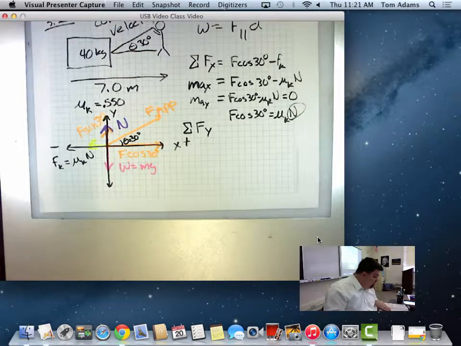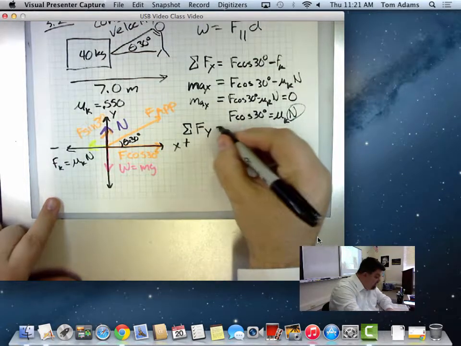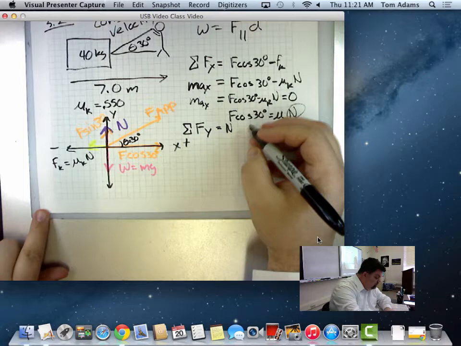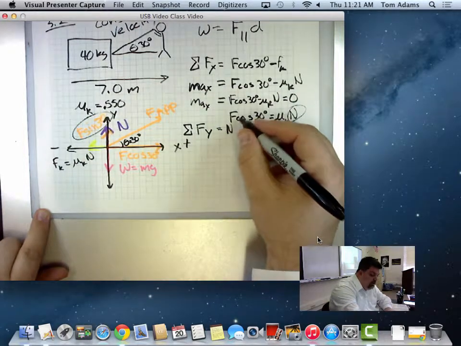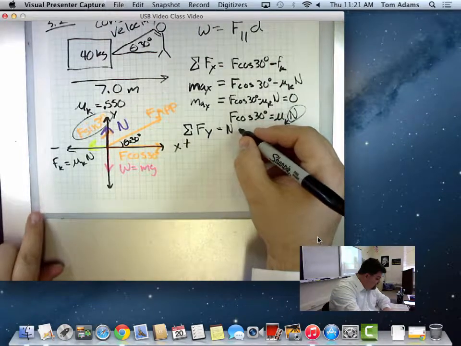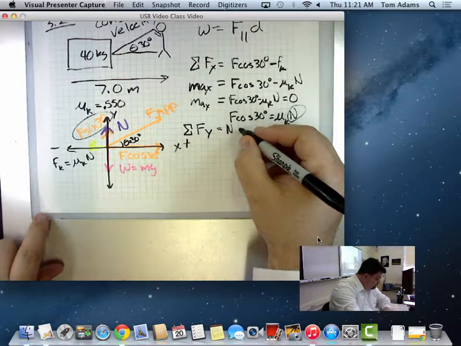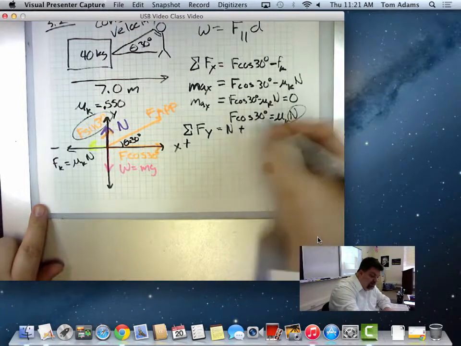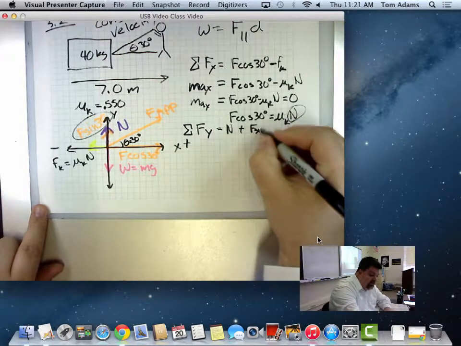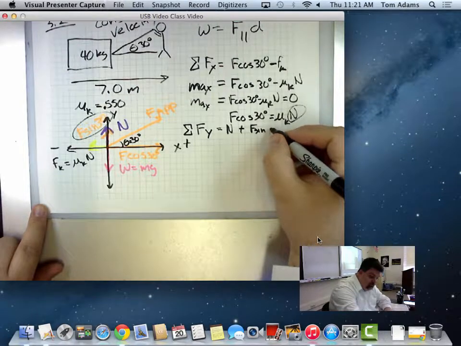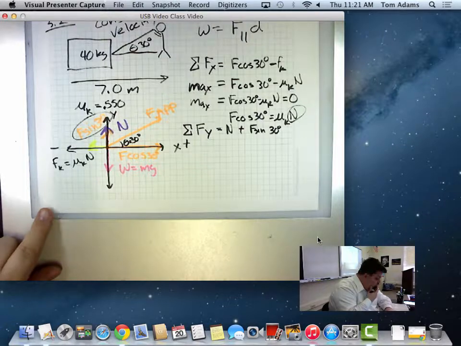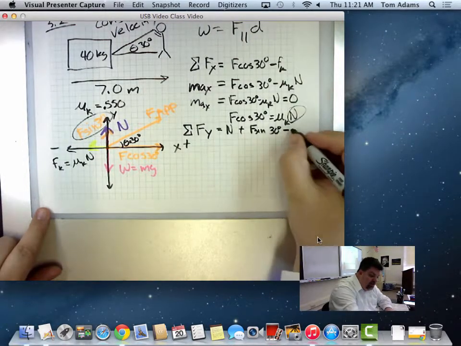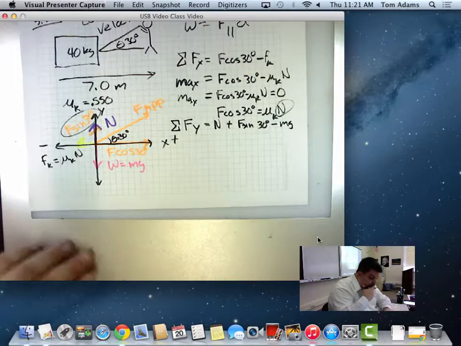So to sum up the forces in the y direction, I know that I have the normal, and then I can't forget about this. So the normal is going up, right? Plus, I have this F sine of theta, 30 degrees. That's pushing up too. And then I have the weight of the object, which is minus mg.